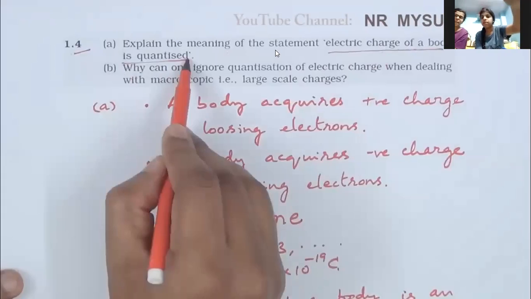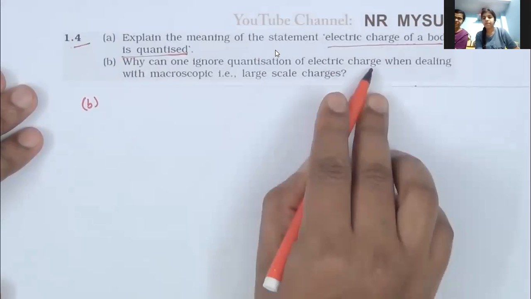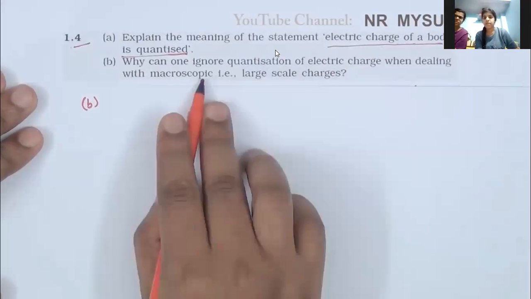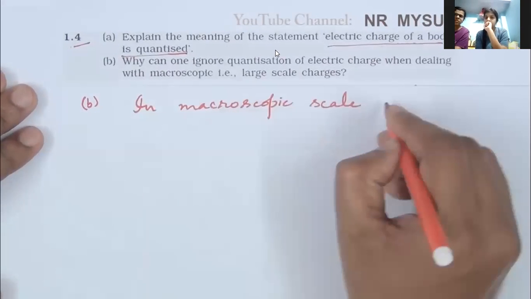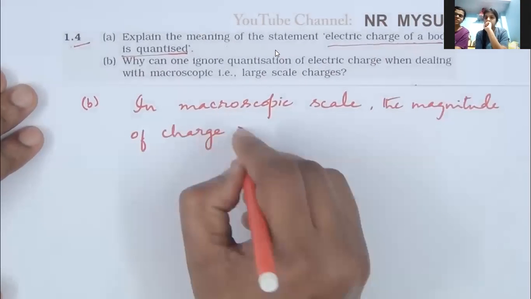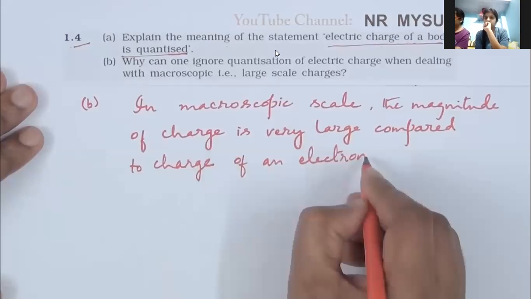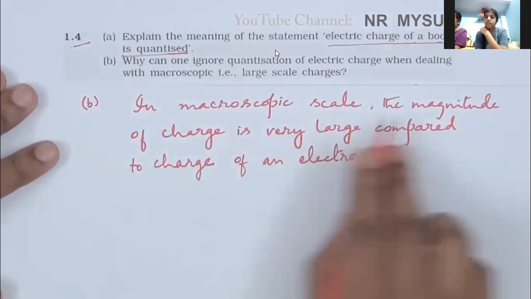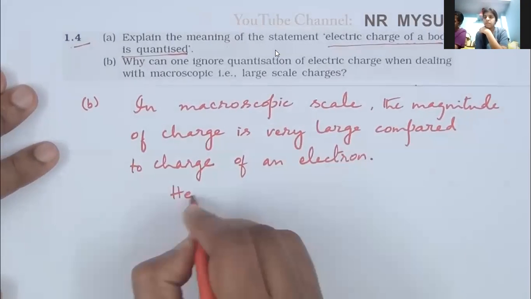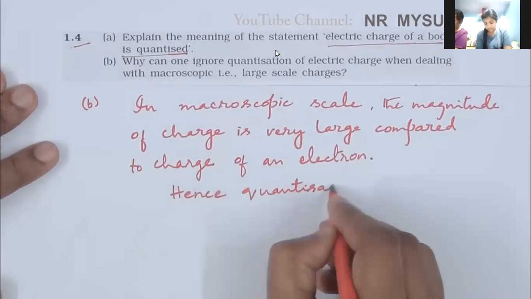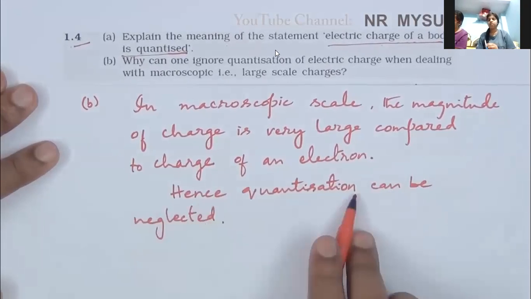Why can one ignore quantization of electric charge when dealing with macroscopic, that is large scale, charges? In the macroscopic scale, the magnitude of charge is very large compared to the charge of an electron. Hence, quantization of charge can be neglected.